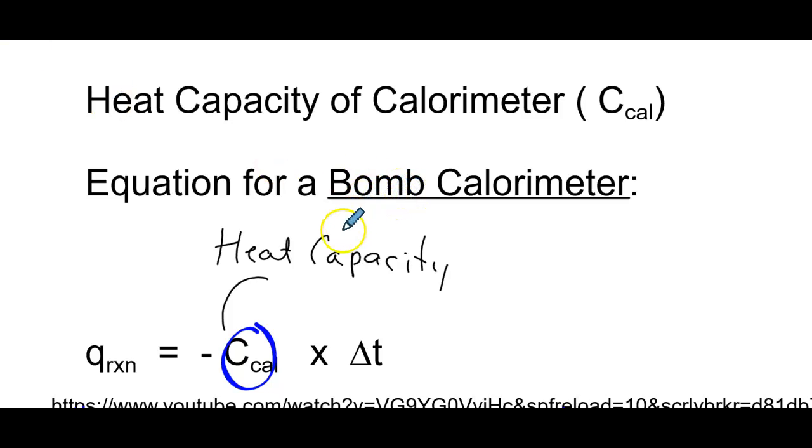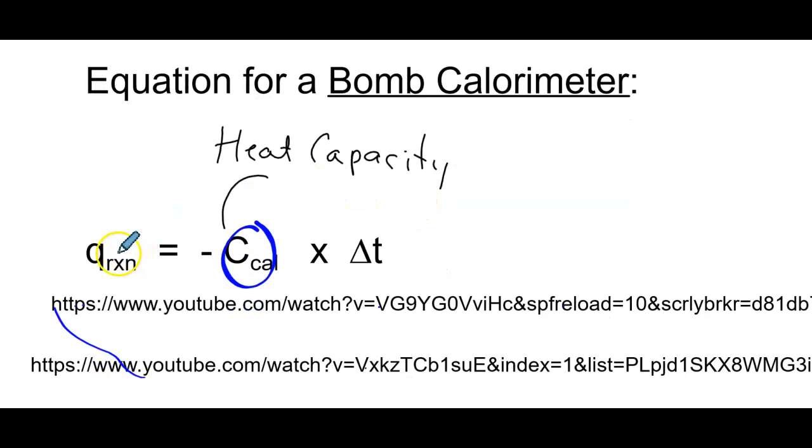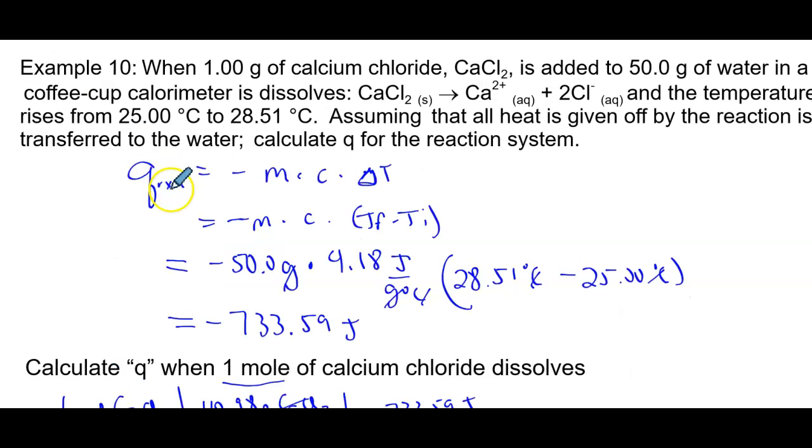When we use a bomb calorimeter, we're going to use a slightly different formula. We're going to do Q reaction equals negative C calorimeter times delta T. This is a capital C, the heat capacity of the calorimeter, different than specific heat. We talked about those definitions in the beginning. Now this can be lowercase or uppercase T, it really doesn't matter. But what's important is you understand that you can only use this equation if you see the words bomb calorimeter or heat capacity in your question prompt. If you don't see heat capacity or bomb calorimeter, then you're going to be using this one, Q reaction equals negative m c delta T.